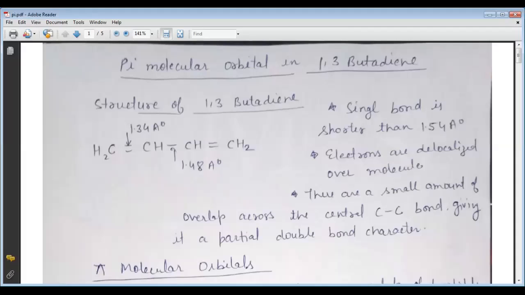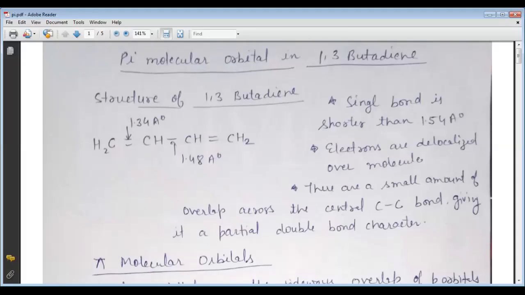First of all, we should know the structure of butadiene. We know that there are 4 carbons. This is the structure of 1,3-butadiene. There are 4 carbons present, and the double bonds are present at the first and the third carbon. Here we can see the bond length of the carbon-carbon single bond is 1.48 angstrom, and in the double bond the bond length is 1.34 angstroms.